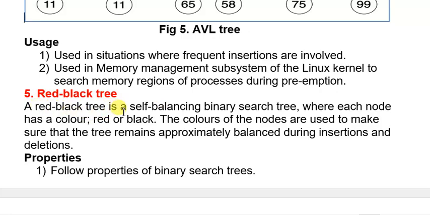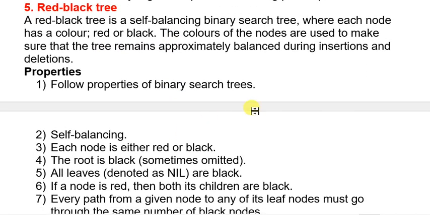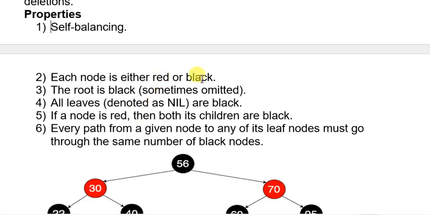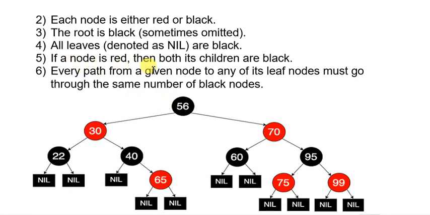Red black tree. A red black tree is a self-balancing binary search tree where each node has a color, red or black. The colors of the nodes are used to keep the tree approximately balanced during insertion and deletion. Properties: self-balancing. Each node is either red or black. The root node is black, sometimes omitted. All leaves are denoted as nil or black. If a node is red, then both its children are black.